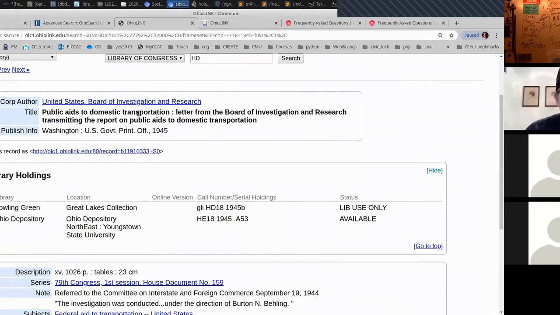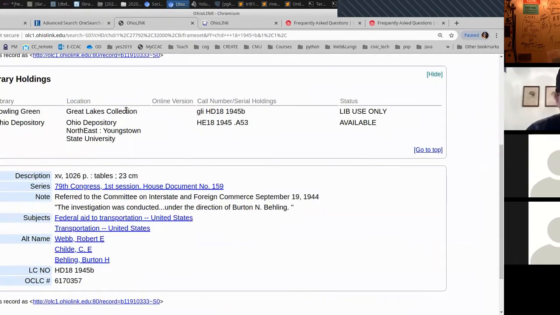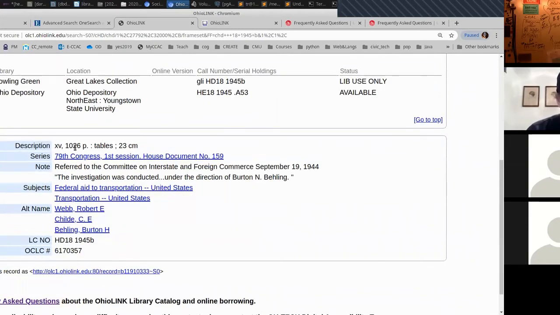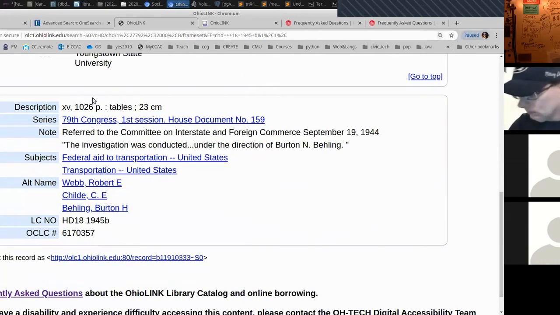So we get the author, title, we have a printing location and printer, we have holdings within the Ohio University System. It looks like we get a page count. So the 1026p is pages.